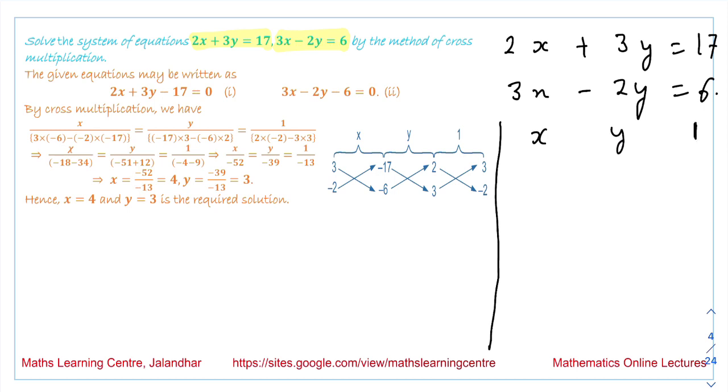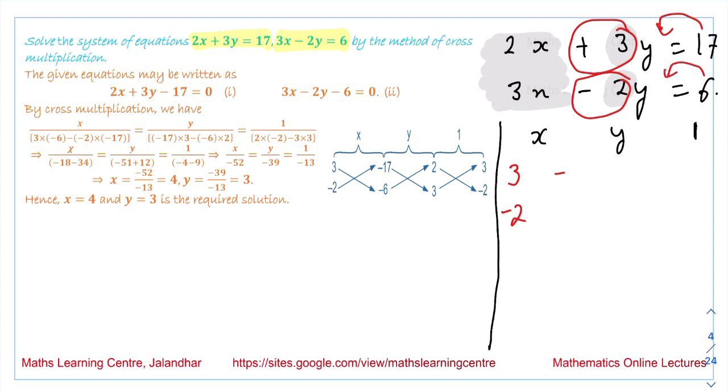Then we leave the terms of x. Now the coefficients we have over here are 3 and 2. It is 3 and this 3 and this is minus 2. When we send this term on this side and this term on this side, we get the equations in this form. First of all, we will have to write the equations in this form. Then we have the next terms over here: minus 17 and minus 6.